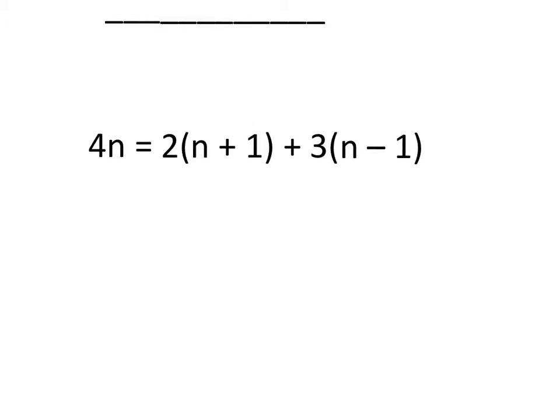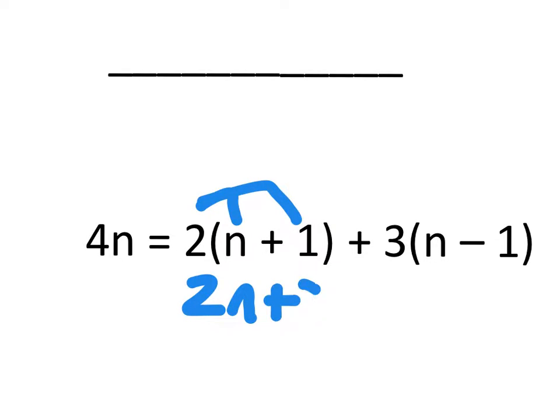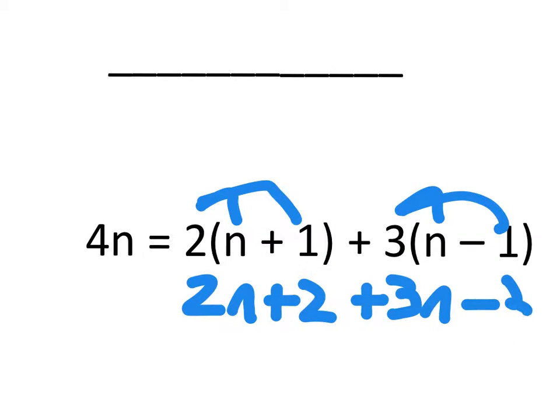This problem is going to be very important to understand. I'm going to have to distribute here first to get a 2n plus 2. Then when I distribute here, I'm going to get another plus 3n minus 3. And all of this is equal here to our 4n. Now, I want us to notice something.